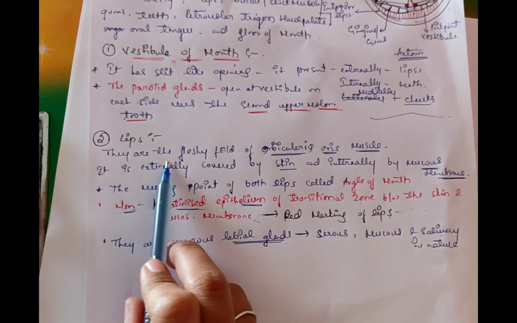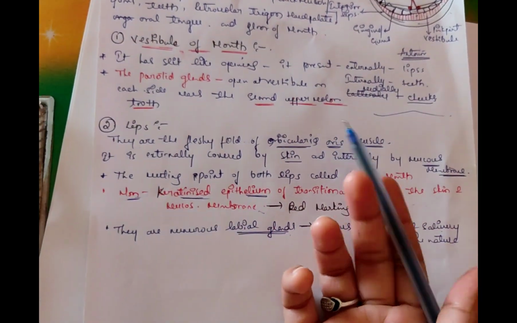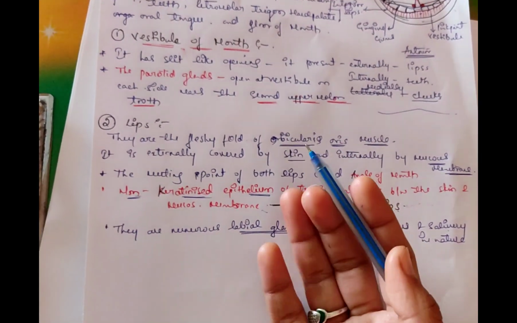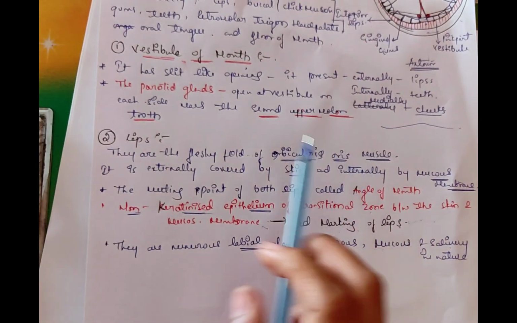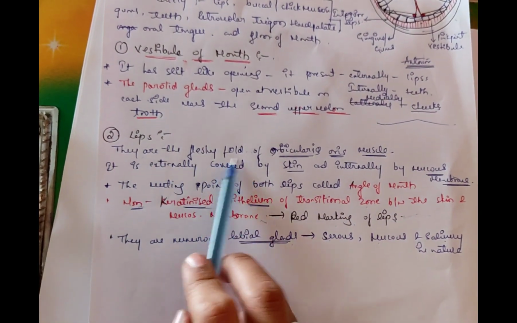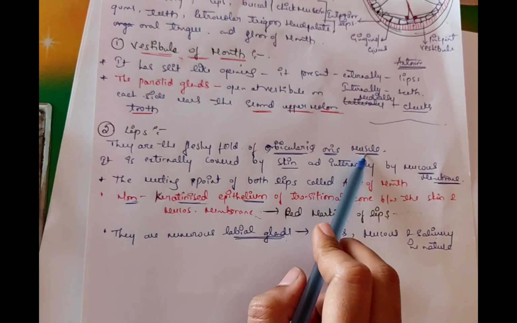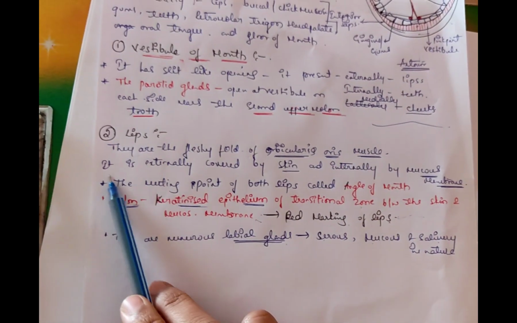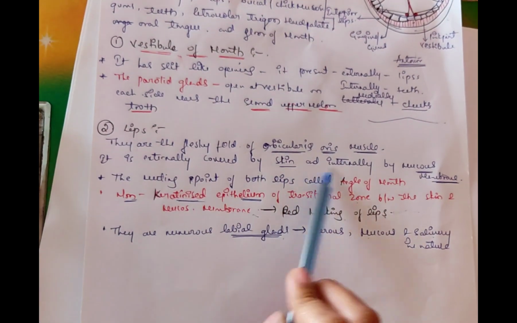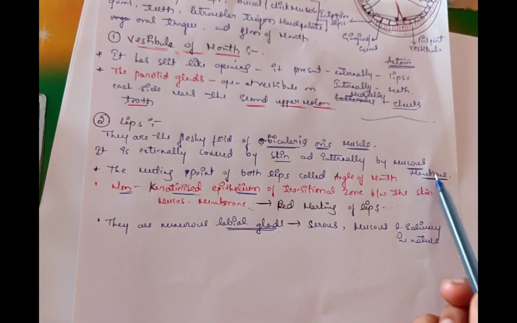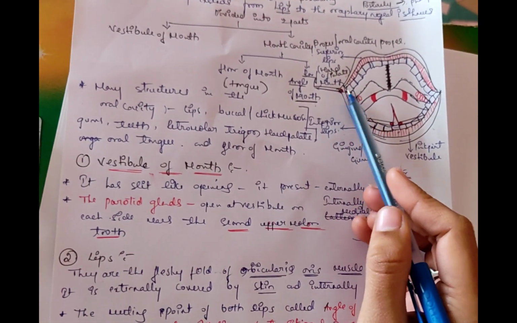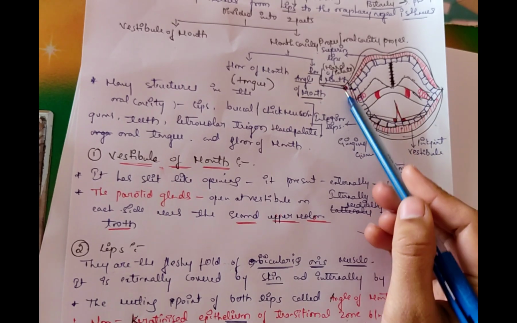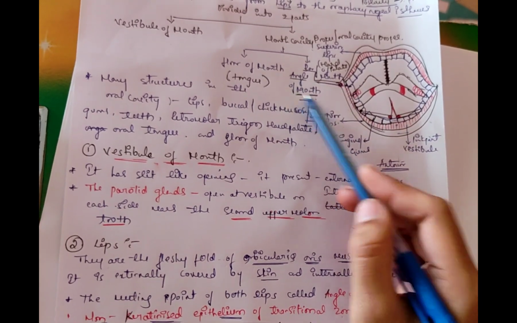Here the lips are covered by one muscle, because the face is covered by so many muscles. In that, the orbicularis oris muscle forms the lips. They are fleshy folds of orbicularis oris muscle. The lips are externally covered by skin and internally by mucous membrane. The meeting point of both lips is called the angle of mouth.